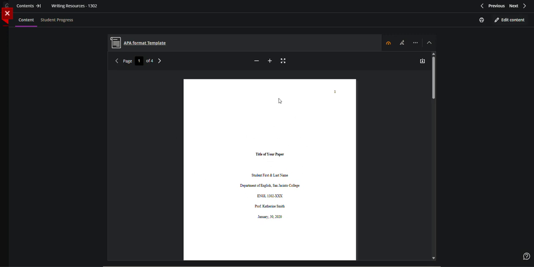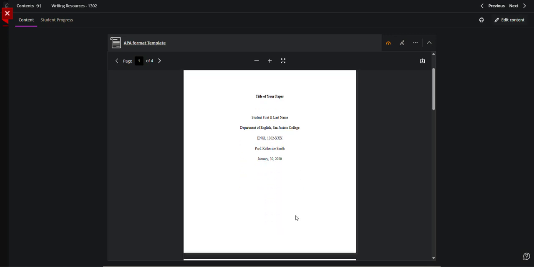There's no real specific spacing here, like so many lines. It's just almost to the middle of the page. You're going to put the title of your paper. Notice it's bold. You're going to skip a couple lines and then you're going to put the rest of your information. And notice it is all double spaced.